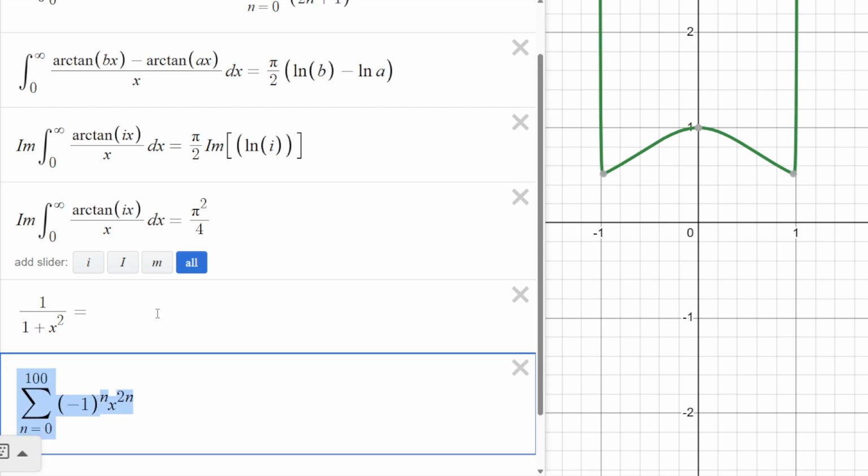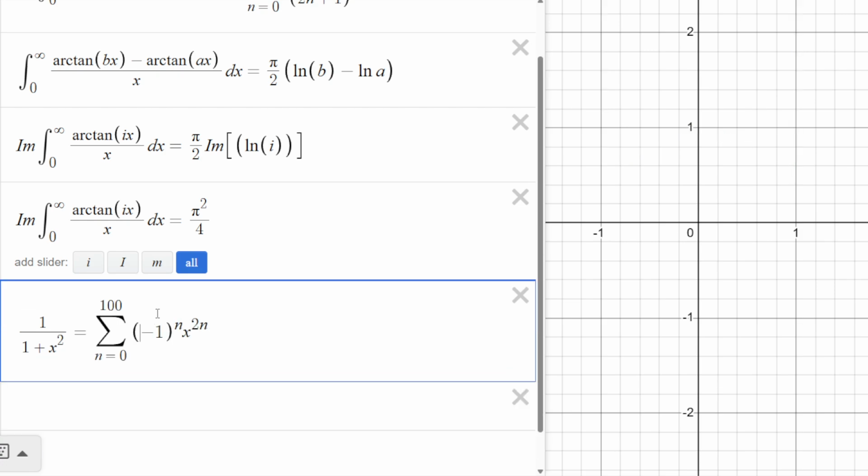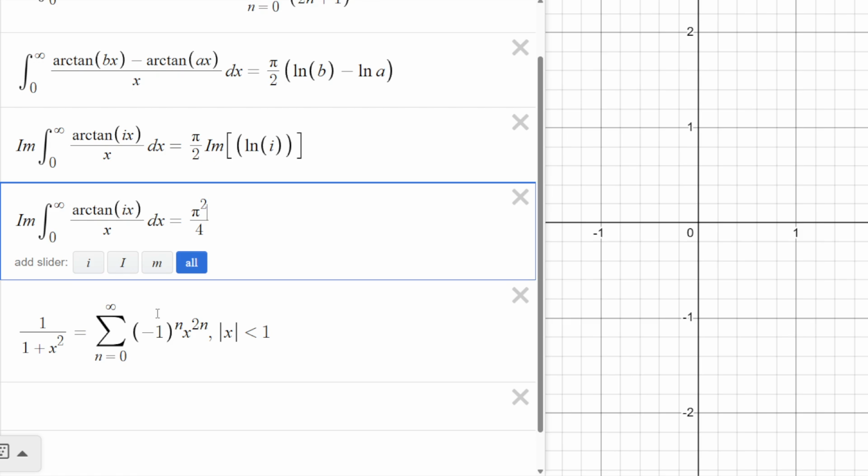So we have a problem now. This formula is only good for the absolute value of x less than 1. Now, our bounds of integration, we're letting x go from 0 to infinity. So whenever we figure out our arctangent x sum, it's only going to be good from 0 to 1. So how do we fix that?